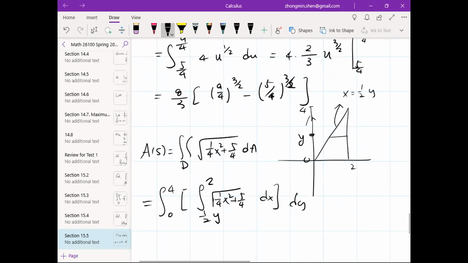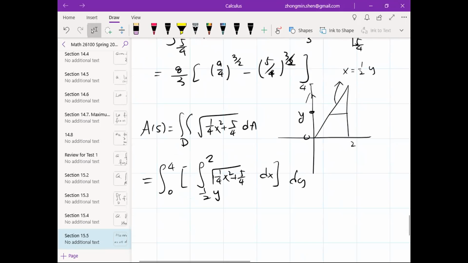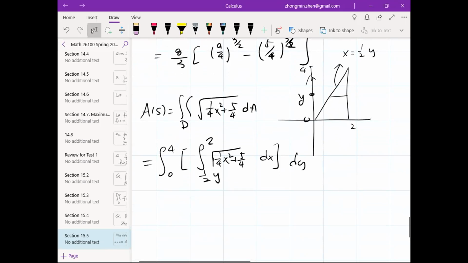If you work on this, it's very difficult because you have to evaluate this integral that involves a radical. You have to use maybe a trigonometric substitution, or look at the table on the back side of the book. It's almost impossible, it takes much longer, so we don't use this iterated integral.